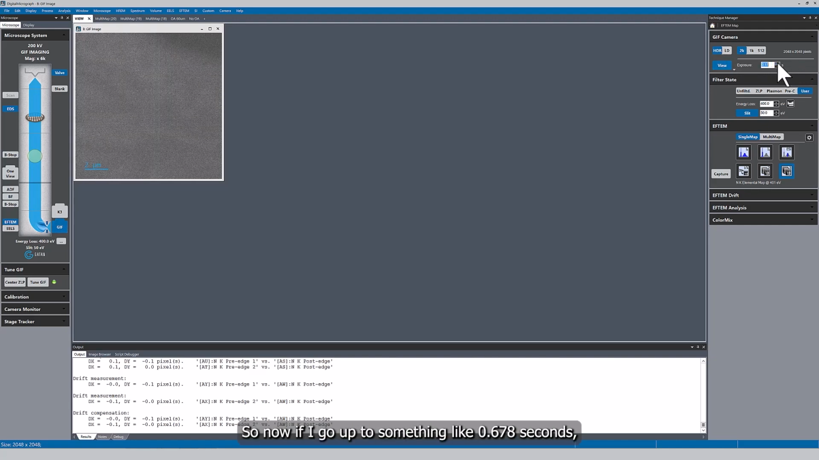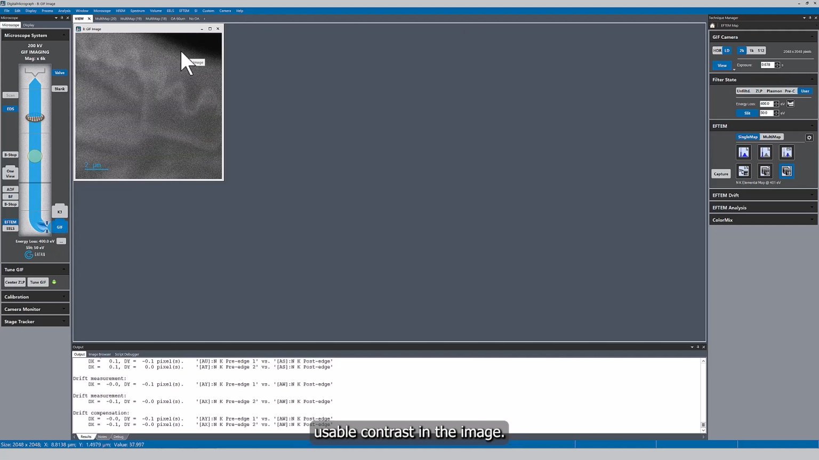So now if I go up to something like 0.678 seconds, whoops, I didn't change it to LD mode. So let's switch off the view, go to LD, and try again. Okay, so you can see now as I increase that view time, we get to a situation where we have usable contrast in the image.